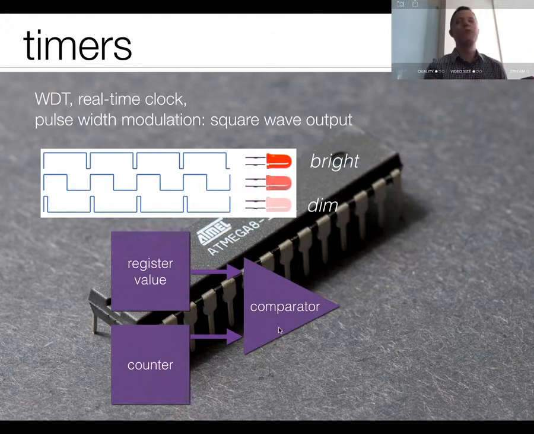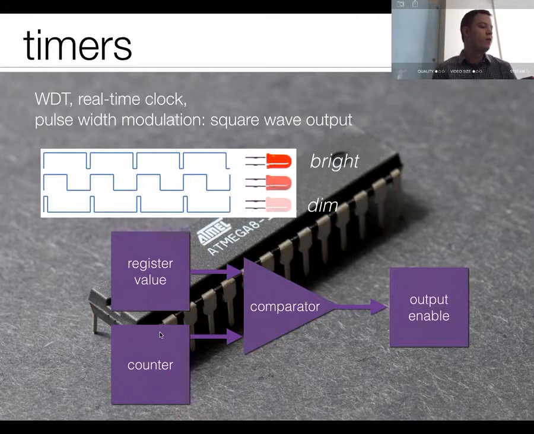After that, you have some sort of comparator sitting there. This counter is going up, and it's comparing to the register value that you set. The second that counter gets greater than the register value, it outputs logic low. Before that, it output logic high. That is the entire hardware inside of there for doing this pulse width modulation.